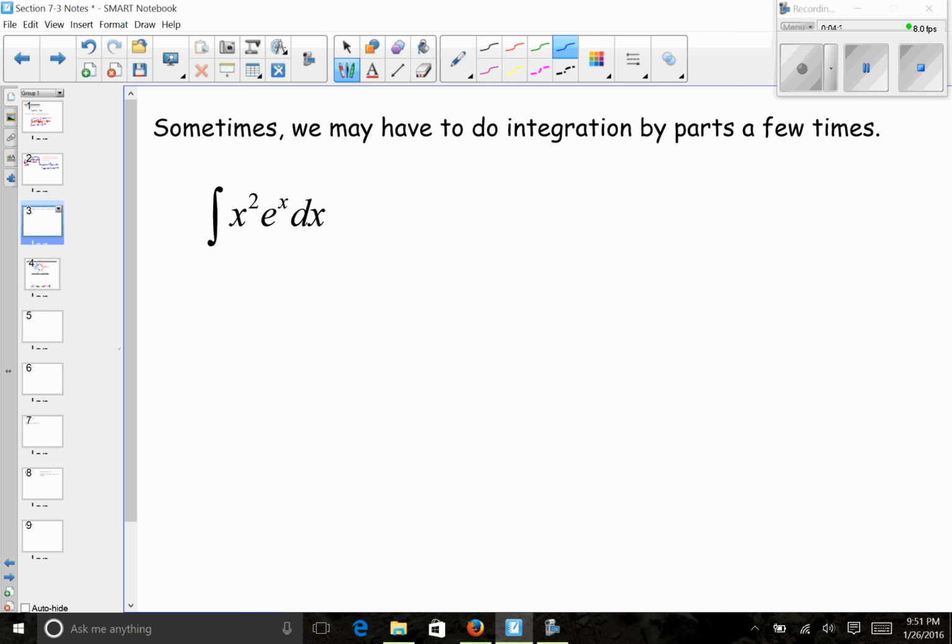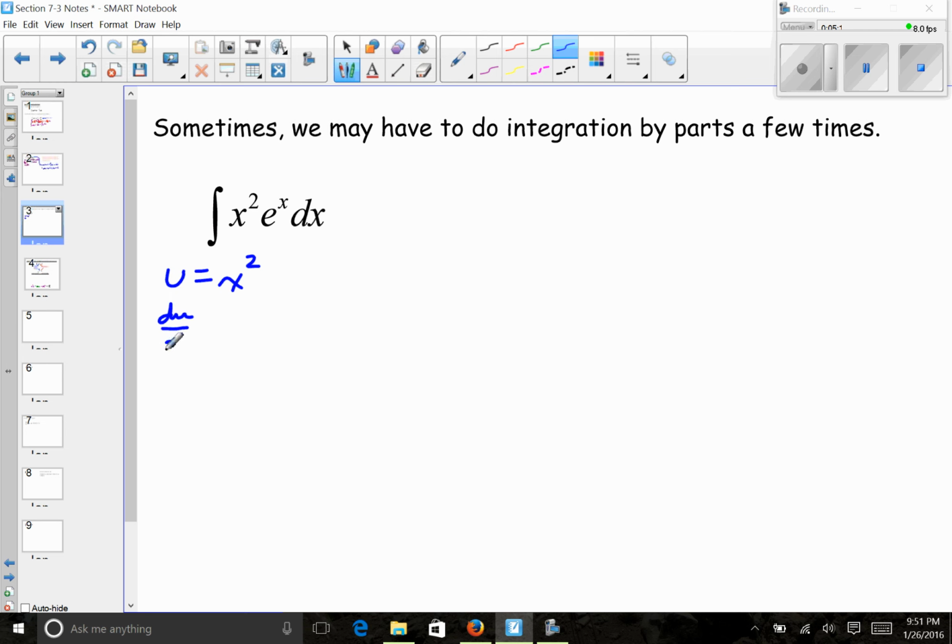But sometimes we may have to do integration by parts a few times within a problem to get it down to an integral we're able to figure out. So for example, let's say we have the integral of x squared e to the x. If I were to say e to the x was u for integration by parts, its derivative is always e to the x. That's not getting down towards 0. If I say u is x squared, well, its derivative is 2x, and then if I take the derivative again, I get 2, so that's a constant. So most likely, u is going to be x squared.